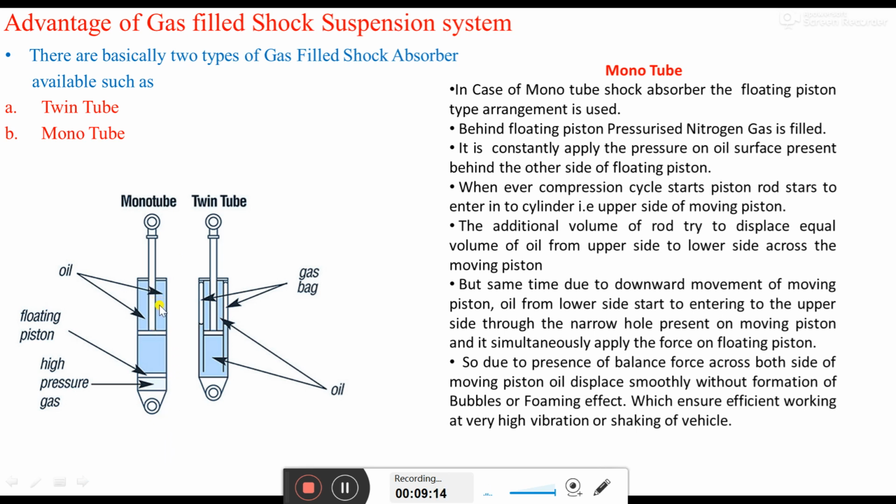That time again, whatever oil is present above tries to enter into the bottom side of the piston across the narrow hole, and whatever gas was pressurized previously starts to relieve the pressure and push the piston in the upward direction. This free piston moves upward, consequently pushing this oil and consequently pushing the rod outside.